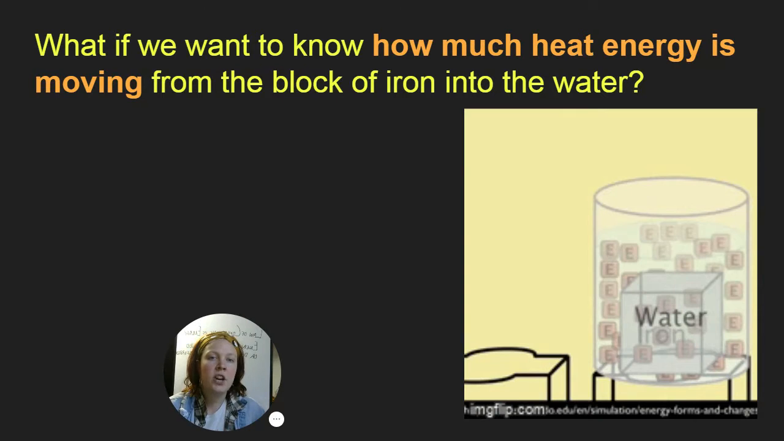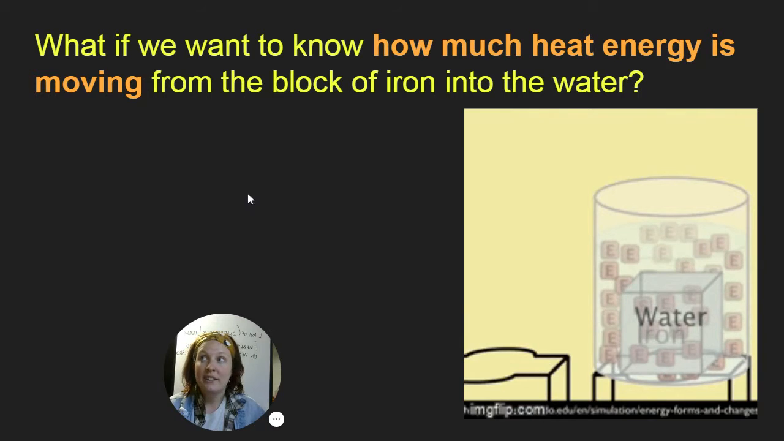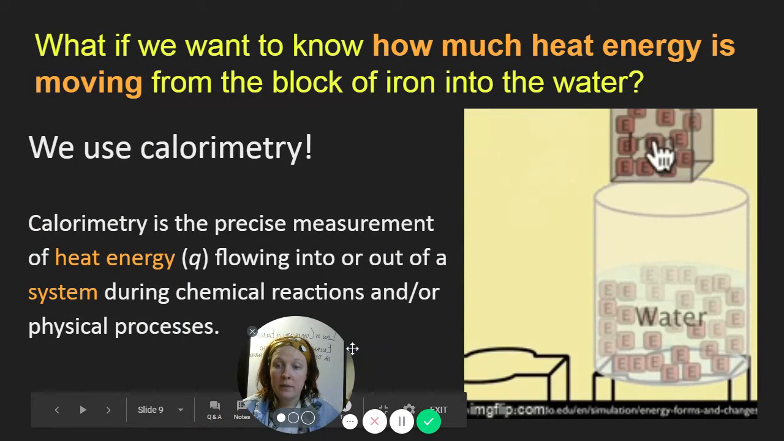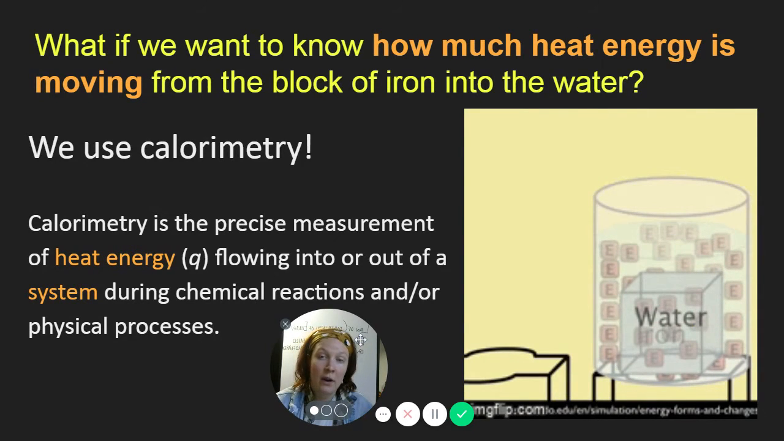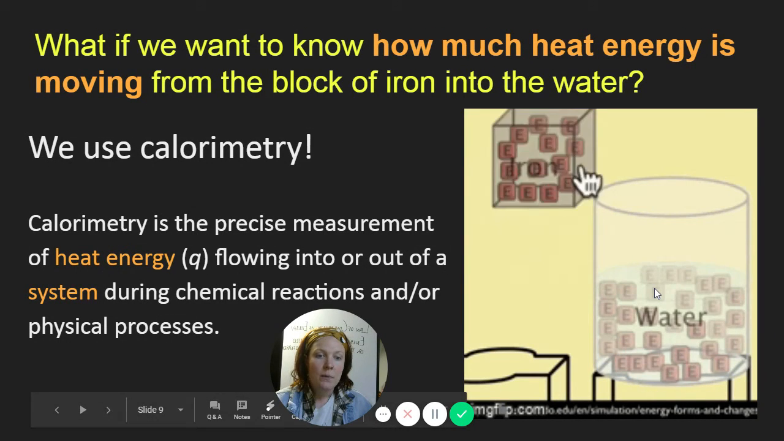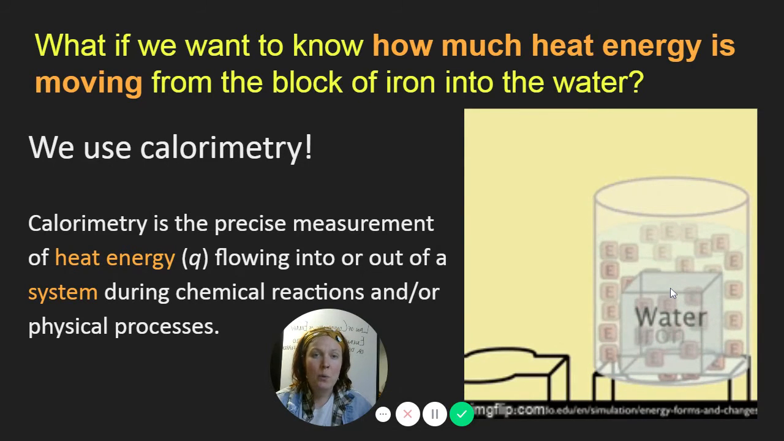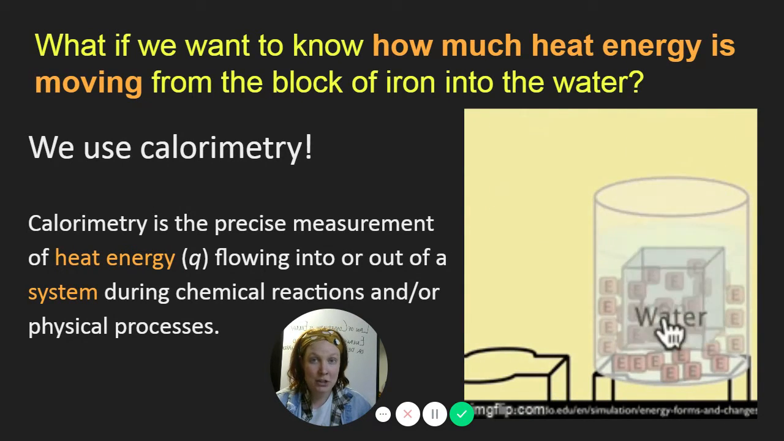So what if we wanted to know how much heat energy is moving from the block of iron to the water? Well, we would use calorimetry. Calorimetry is the precise measurement of heat energy flowing into or out of a system during chemical reactions or physical processes. So we know that heat transfer is happening when we place the block of iron into this water, but we don't know how much heat energy is being released or moved around in that system. And so we use calorimetry to help us measure that.